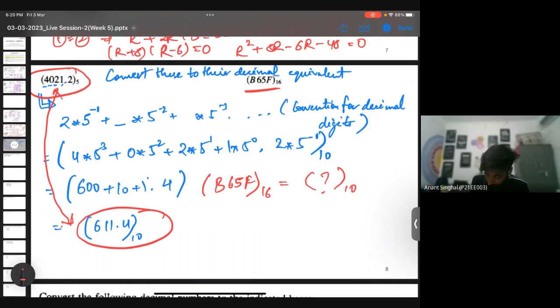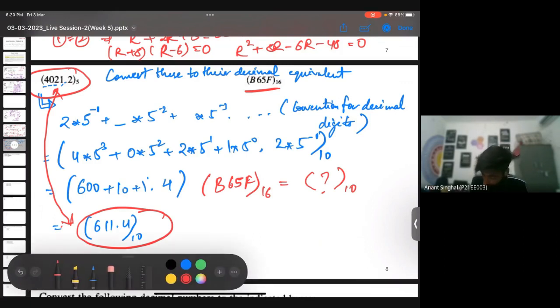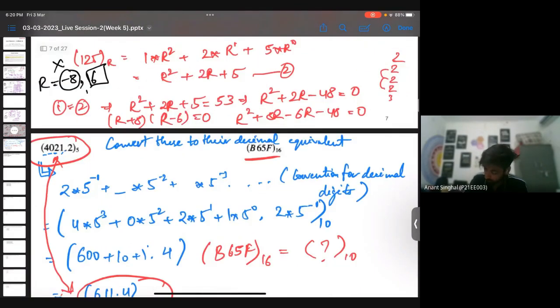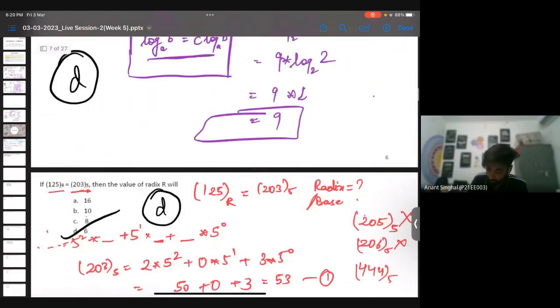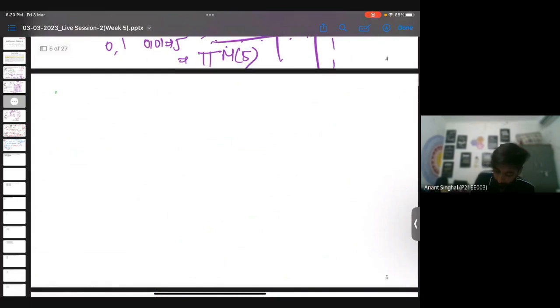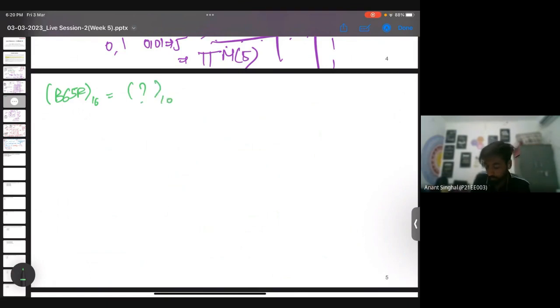So it is again similar, so I'll write it somewhere else maybe. Let me try to cover it here. So it says B65F. So B65F to the base 16, and we need to convert it to the decimal equivalent.